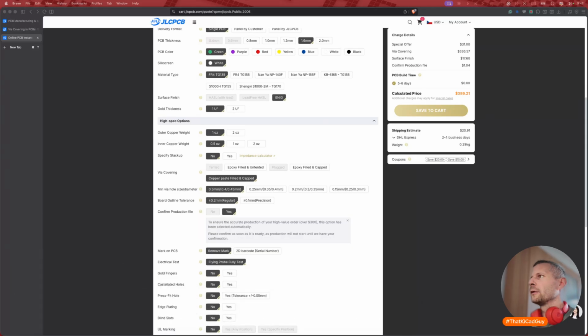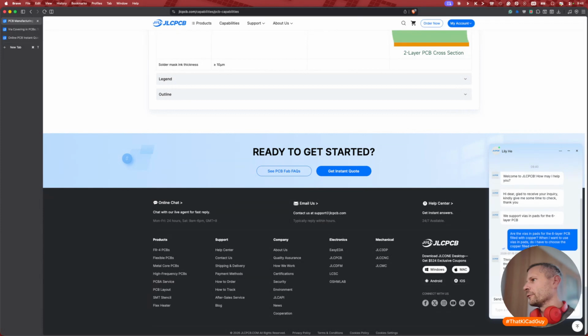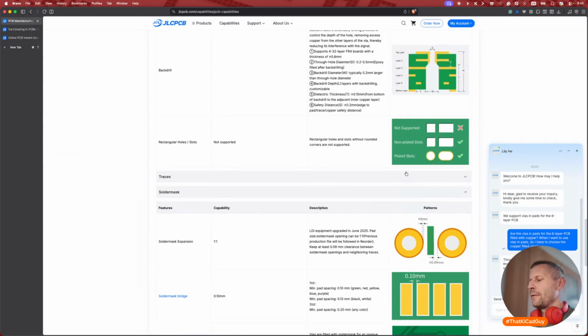Yeah. Probably they will not continue with me. But I think we answered our question. That's exactly what I said. The tented via is not via in pad, because if you want to use via in pad, you need to fill the via with copper, not with epoxy. So yeah.